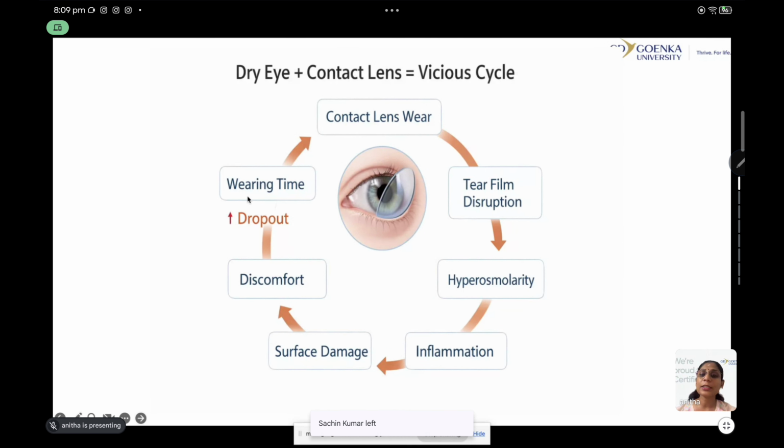So this is a vicious cycle. What happens when somebody wears a contact lens? The tear film gets disturbed. Because of the disruption, there is a cycle of reactions, a chain reaction, which leads to discomfort. Eventually, it hits the wearing time of a contact lens wearer, and then they drop out of contact lens wear.